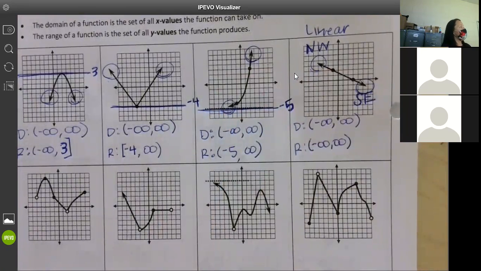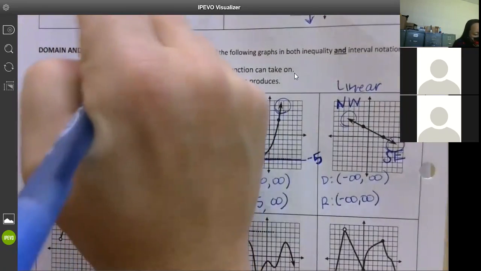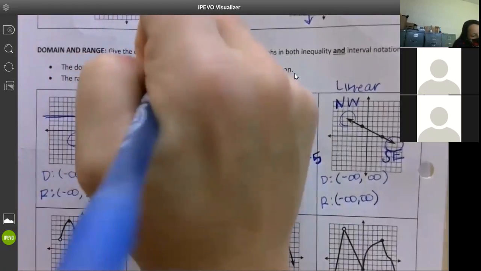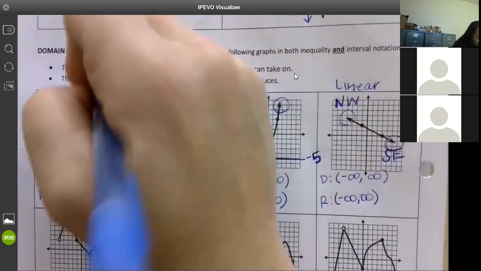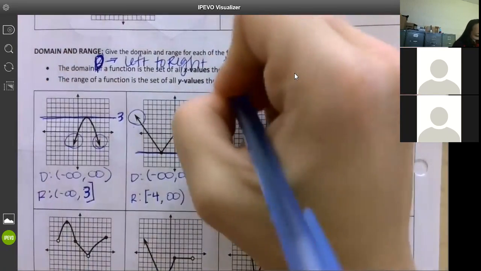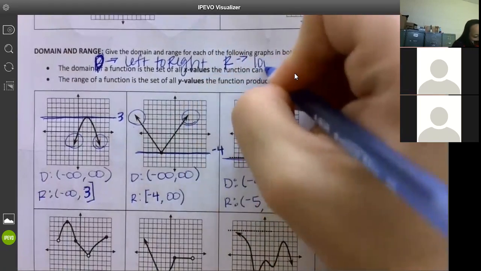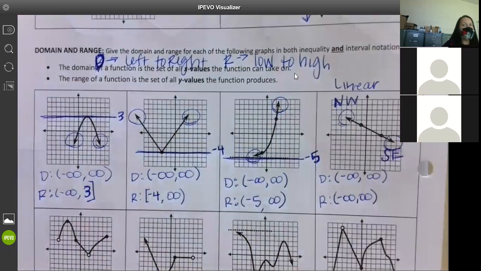Okay, don't forget low to high, left to right. Domain is left to right. Okay, so you might want to write that. Domain is left to right. I'm sorry, domain. Geez, y'all, sorry, it's Monday. And then range is low to high. How low to how high?